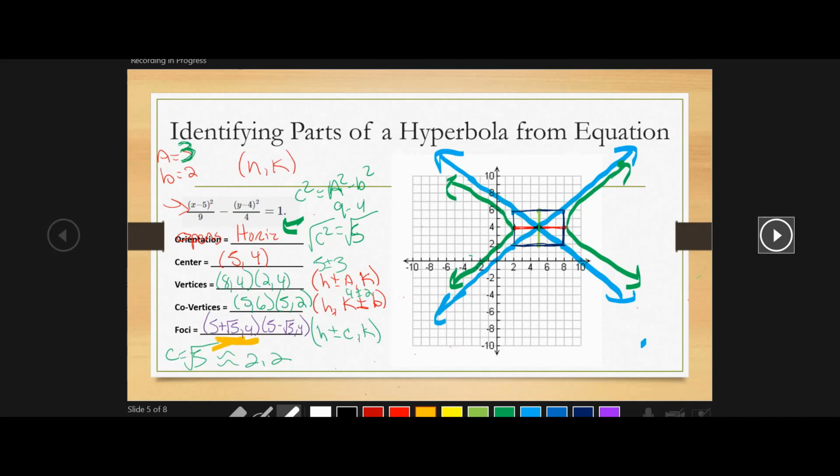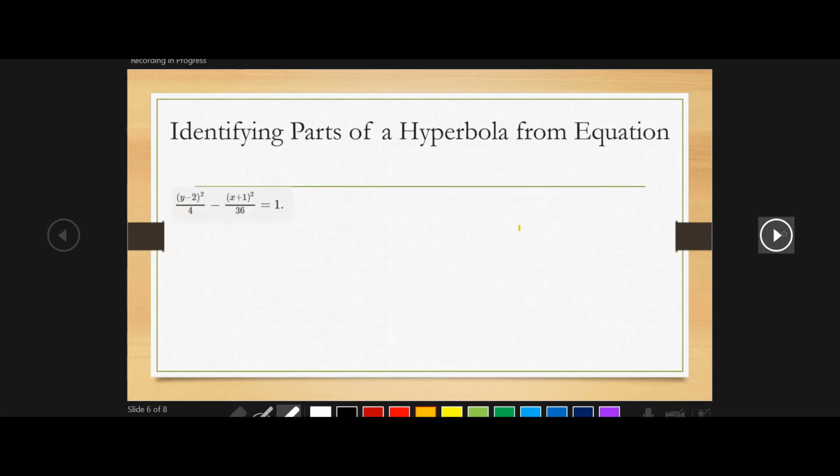So this would be, again, imagine it's 2.2. So 5 plus 2.2 is 7.2. So it'll be like right about here. And then the other focus would be 5 minus 2.2, which is like 2.8. So it'll be right about there. All right, let's go to the next slide.